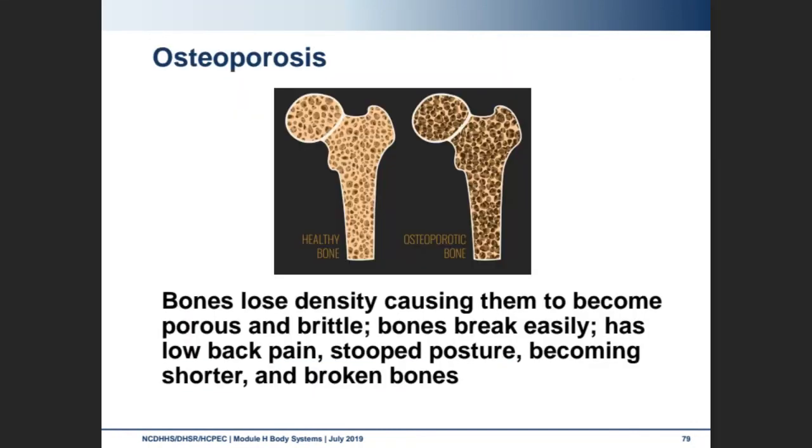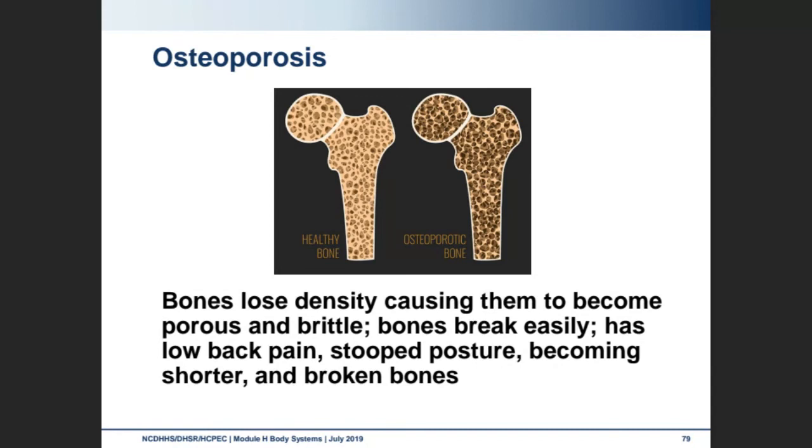Osteoporosis, I'm going to talk a little bit about that. This is another condition that we may see, different from osteoarthritis. This is osteoporosis. This is when bones lose density, causing them to become more porous, as you can see in this picture, and brittle, which makes them easier to break.